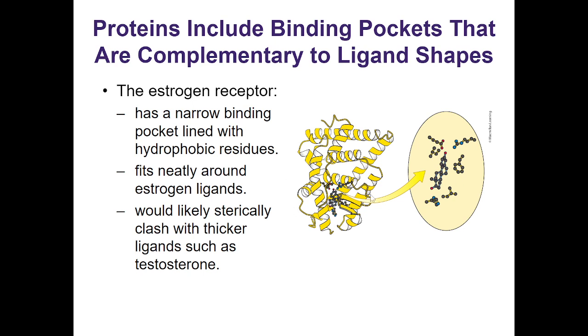So again, in this case right here, we have a very narrow binding pocket. This is going to be lined with mostly hydrophobic residues because our structure is mostly hydrophobic. This is going to fit neatly around the estrogen ligands. Remember, that's the ligand, the thing that binds to the receptor. The receptor is going to be a pocket, typically on some sort of protein, though it does not have to be a protein. Okay? This would likely sterically clash with a thicker ligand like testosterone.